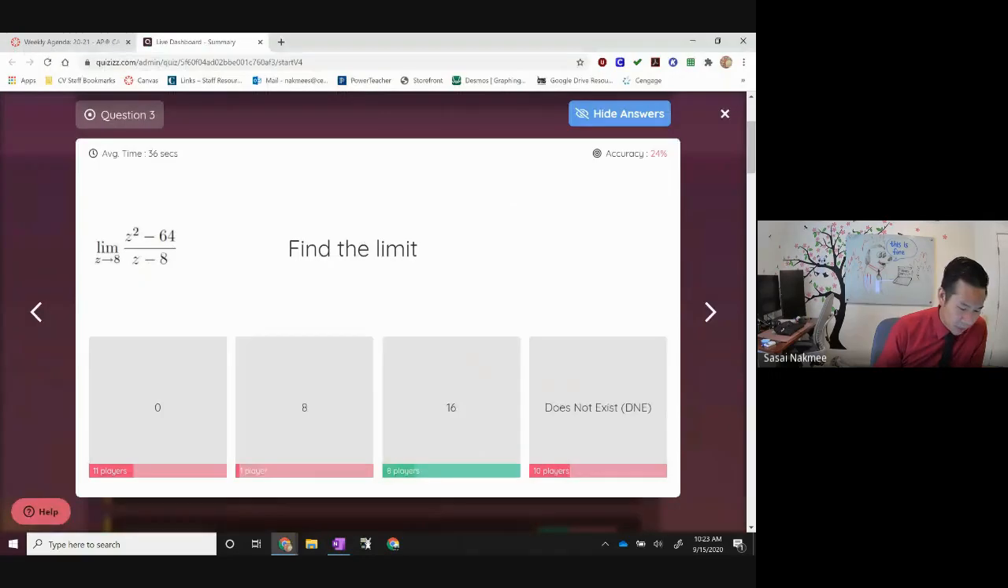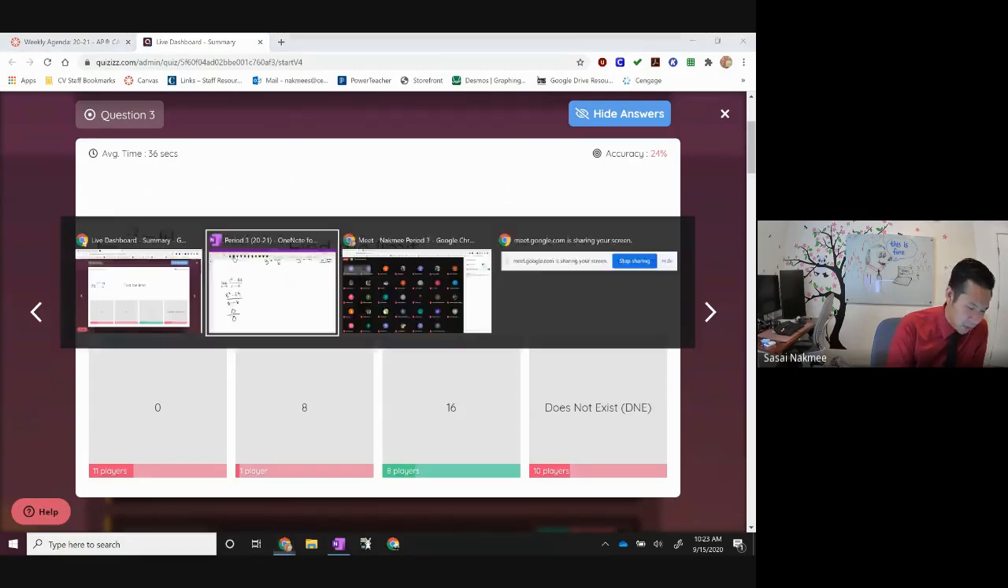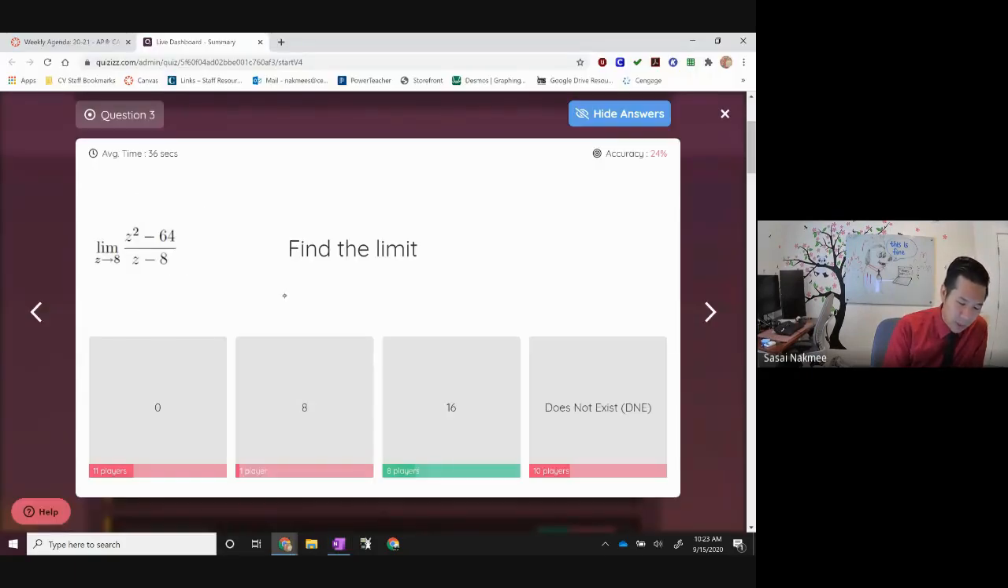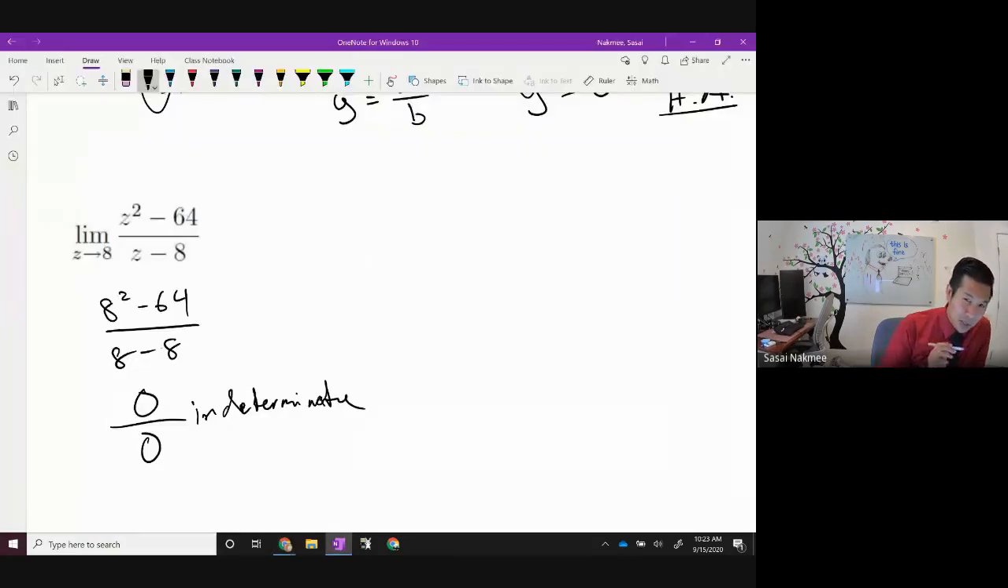And I'm just wondering, did you guys put down, it looks like it's split. Does not exist, and 0. 0 over 0 is not 0. 0 over 0 is indeterminate. Indeterminate form. And we can't evaluate that. 0 over 0 is unevaluated. You cannot evaluate that. And so some of you guys who went with does not exist, it's true that the function is not defined at that point, but that doesn't necessarily mean the limit is undefined at that point.